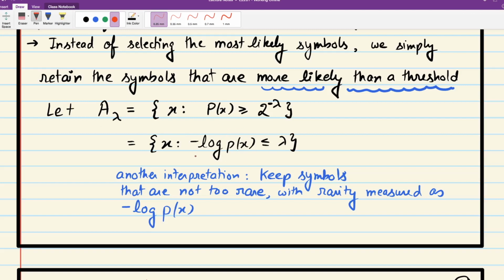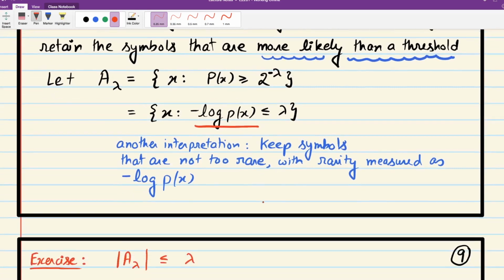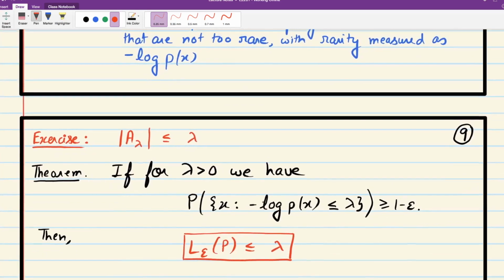You can think of this minus log p(x), a quantity which will come up again and again, as a measure of rarity of a symbol. A symbol is very rare if minus log p(x) is large. And we retain those symbols which are not too rare. That's what the set A lambda is. So we can define the set A lambda and retain symbols in this A lambda. Here is a very simple exercise.